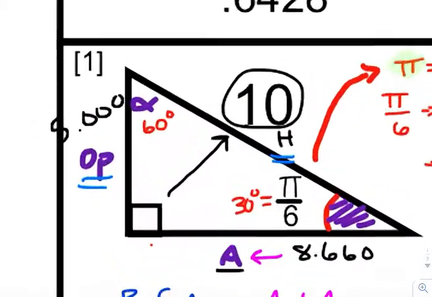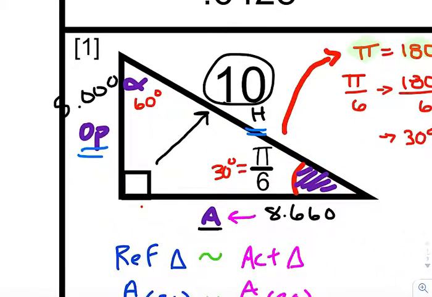We should take a second to make sure these side lengths actually make sense. Given the hinge theorem, biggest angle across from biggest side. So we could note that 60 is bigger than 30, and so A should be larger than OP. And it certainly is. 8.660 is certainly larger than 5.